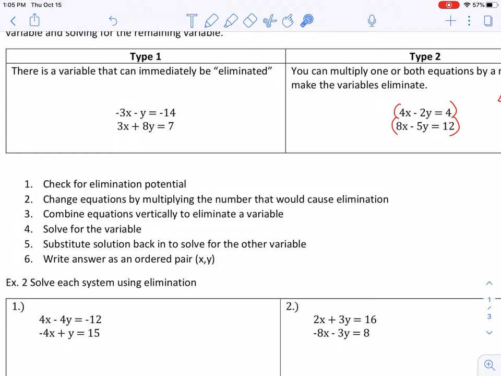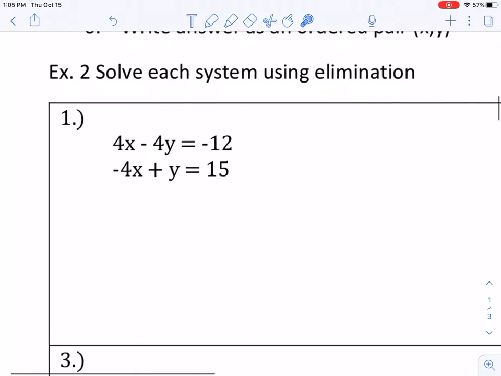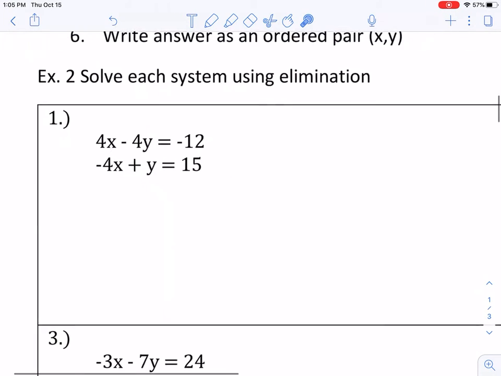I would say maybe it's not as many steps you end up doing as you do with substitution. However, as a concept, it is slightly more difficult. So it's a little bit more conceptual. So we're just going to work through each one of these and you'll kind of see how they work.